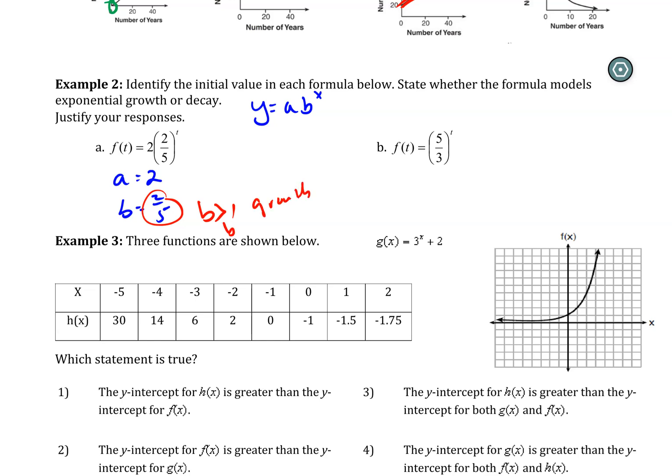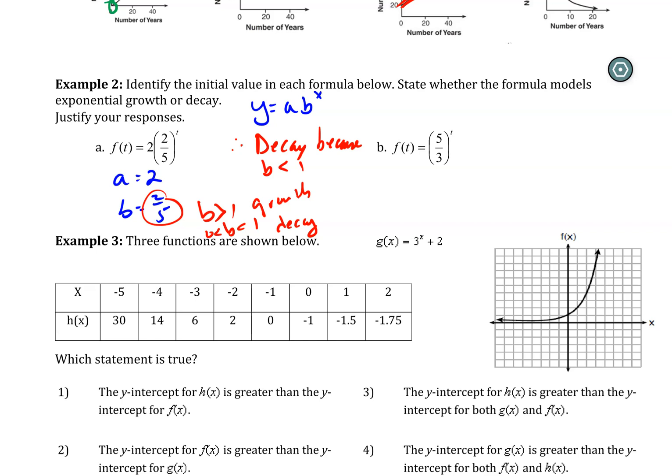If B is less than 1 but bigger than 0, then it's a decay. So in this scenario, 2/5 is less than 1. So therefore, it's a decay because B is less than 1.